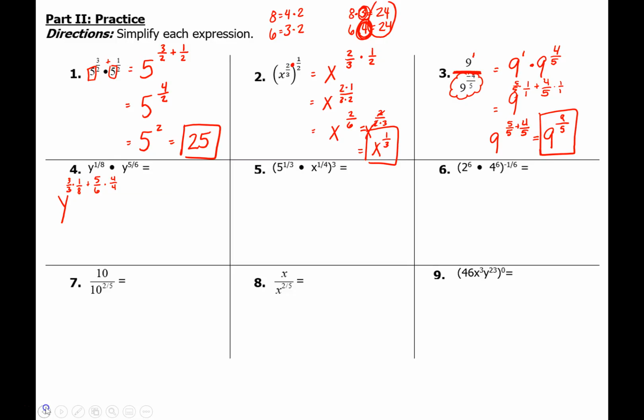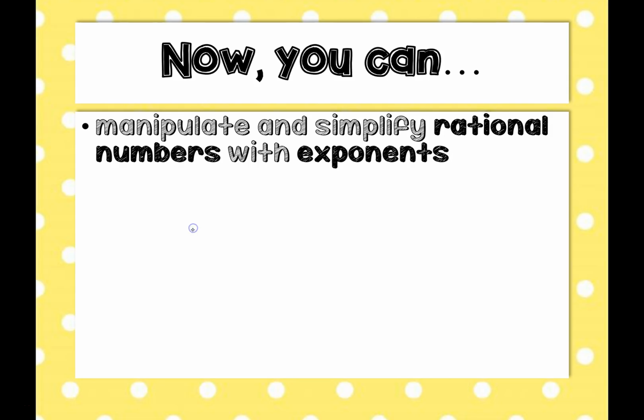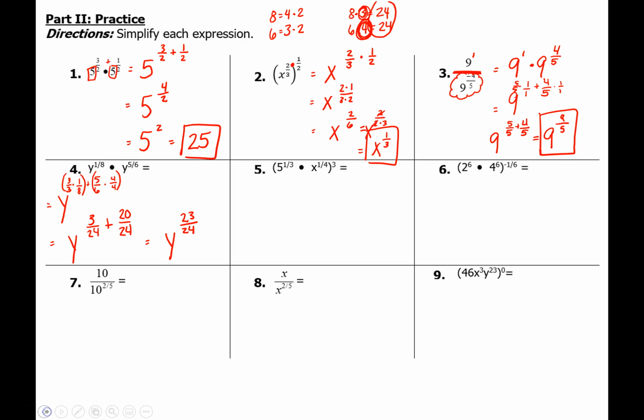So I'm going to do 3 over 3 times 1/8 and 5/6 times 4 over 4, and that's going to give me a denominator of 24 in both of them. So I'm going to have my least common denominator. My top is going to be a 3, and then I'm going to do my adding in my next step. 5 times 4 is 20. So my denominators are common, and that means I can just add my numerators. And that does not simplify anymore because I used the least common denominator. So that one is done.